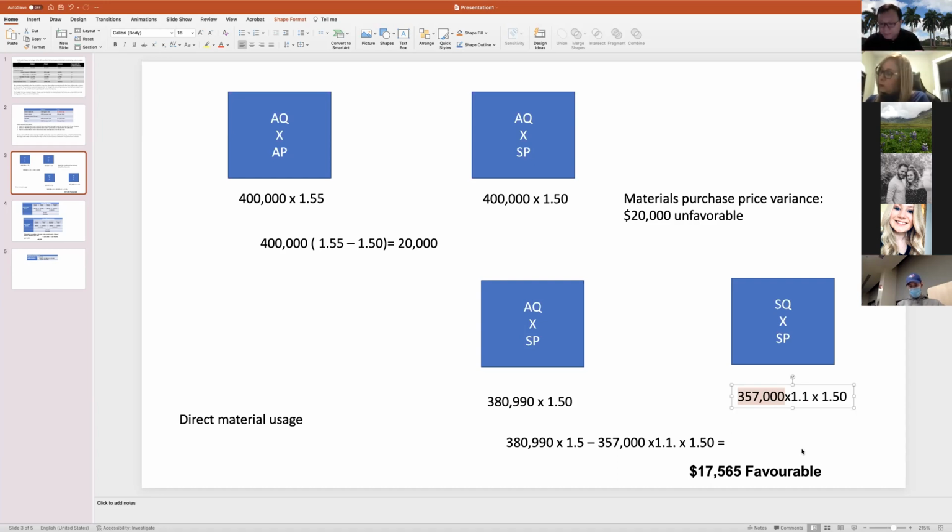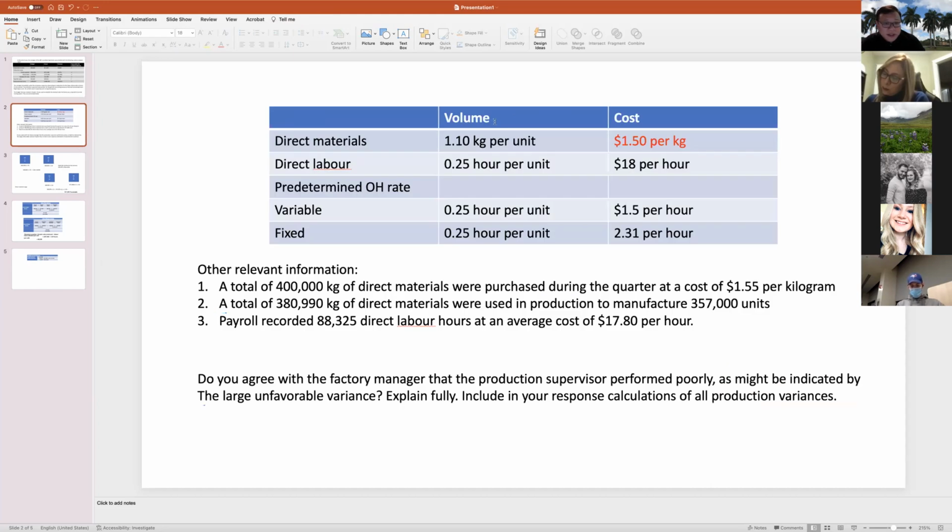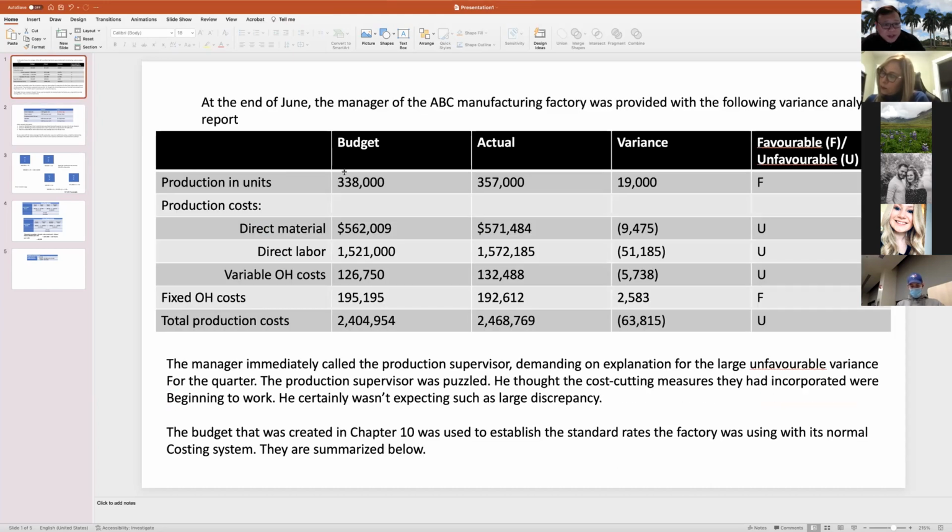Okay, that makes way more sense. I saw that question and had no idea which to use. Yes, because this is all variable, so you are using the flexible budget here. You don't just use the budget number, because this is the static one, budgeted at 338,000 at this level. Does that make sense?